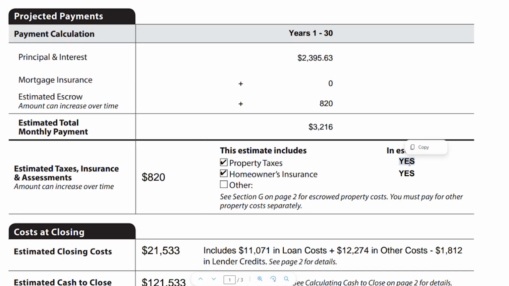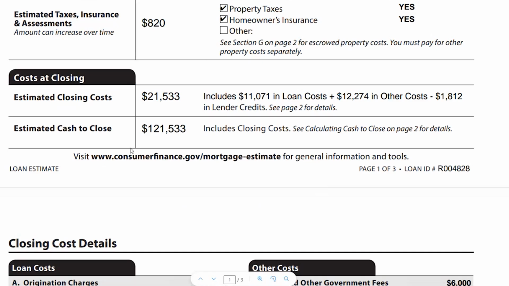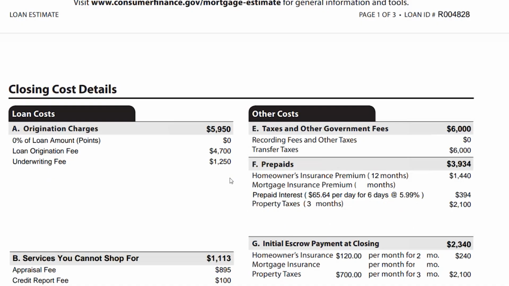Why does it say yes? Because sometimes it can say no. In that case, you will just pay the mortgage, and taxes and insurance you'll pay directly to your tax authority and the insurance company. And here these are the totals. We're going to come back to them. Let's look at page 2. That's where the most fun actually is located.